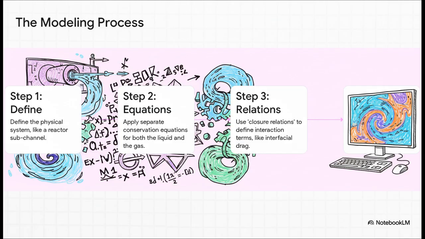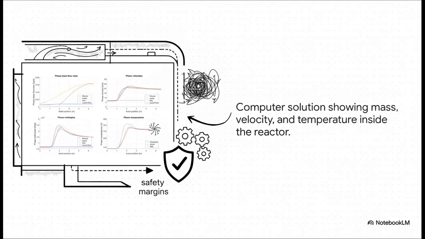What's the process? First, you define the physical system, the exact shape of the reactor channel. Then you apply those fundamental conservation equations, but you do it separately for the liquid and the gas. Step 3, and this is the crucial part, you use what are called closure relations to define how they interact. That's our interfacial drag. And finally, you feed that whole massive system of equations to a computer, and it solves it for you. And what pops out at the end? This. This is the final product, a clear set of predictions for what's happening at every single point inside that channel. It's what allows engineers to check and double-check those all-important safety margins.